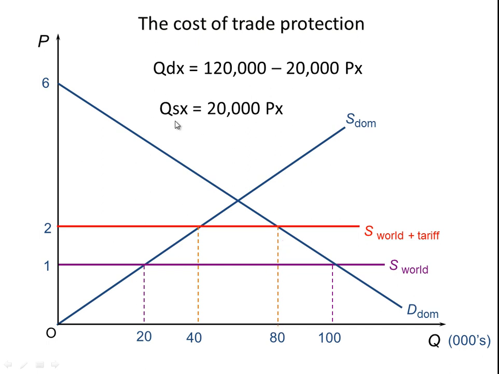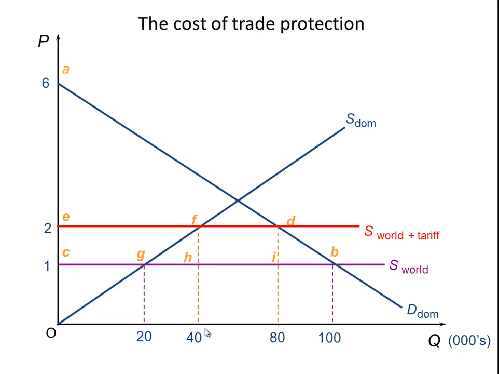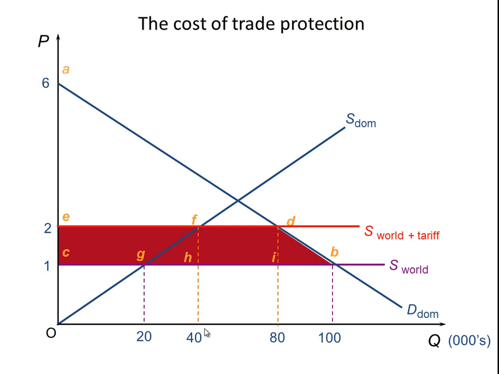The quantity supplied, the domestic supply, when the price is 2 is clearly 20,000 times 2, which is 40,000. So there's a domestic supply. Imports then are 40,000. Domestic supply is 40,000. When we want to calculate the welfare loss, it's fairly straightforward. We can take it in chunks if you like.